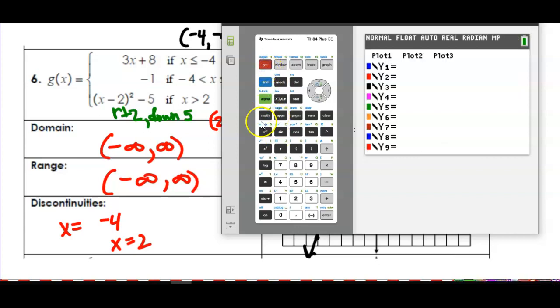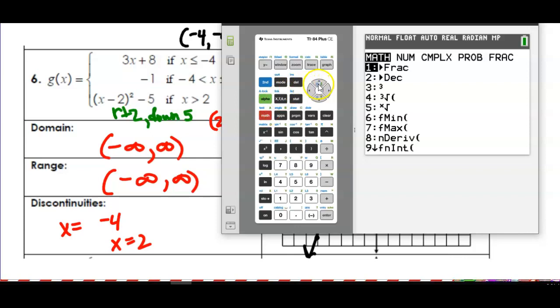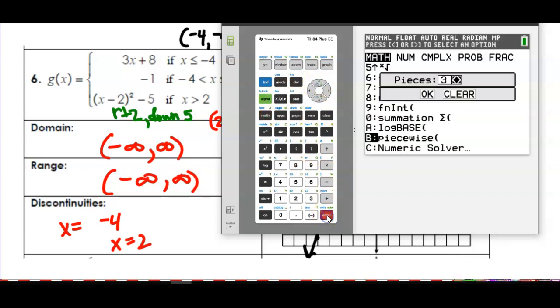Y equals math, arrow up, piecewise. It has 3 pieces, so I'm okay. All right, it isn't going to work for me. I have no idea why. What it does is bring up boxes and lets you type this same stuff in. I'll do it the old-fashioned way, though, for you.